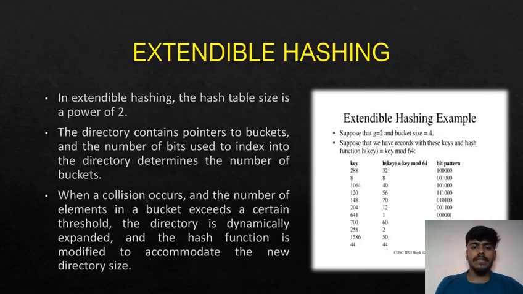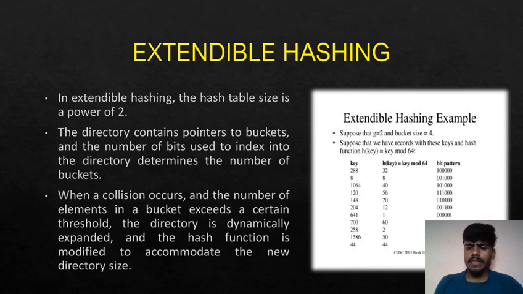Then extendable hashing. In extendable hashing, the hash table size is a power of 2. The directory contains pointers to buckets, and the number of bits used to index into the directory determines the number of buckets. When a collision occurs and the number of elements in a bucket exceeds a certain threshold, the directory is dynamically expanded and the hash function is modified to accommodate the new directory size.